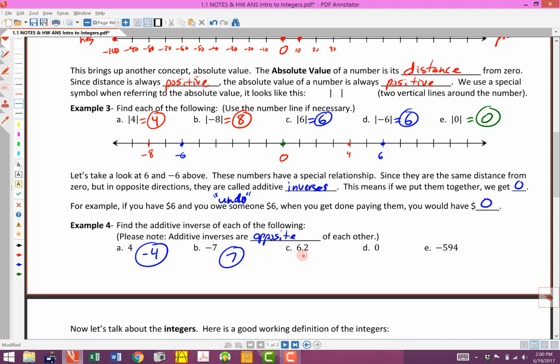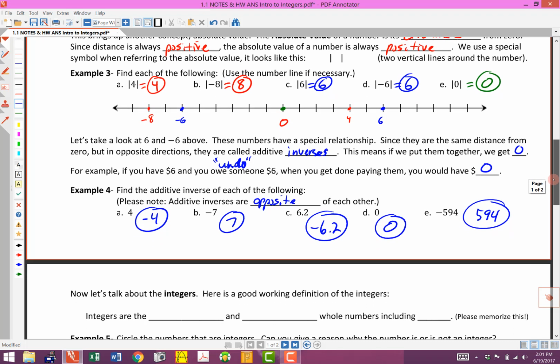So what's the additive inverse of 6.2? Additive inverse of 6.2 is negative 6.2. It would be the opposite. What's the opposite of 0? Well, that's kind of an interesting question. 0 doesn't have an opposite. It's right on 0, so the additive inverse of that is 0. If we add those together, they would make 0. And then the additive inverse of this would be positive 594 because they're just opposites, and if we put those together, they'd cancel each other out and make 0. They'd add up to be 0.